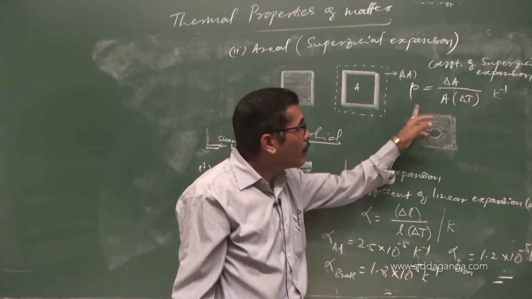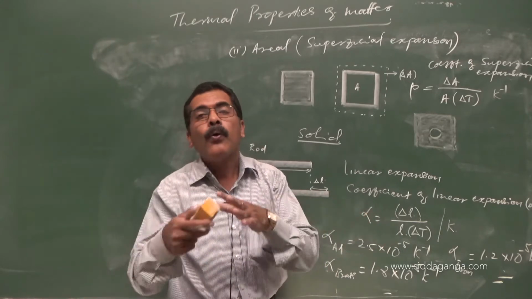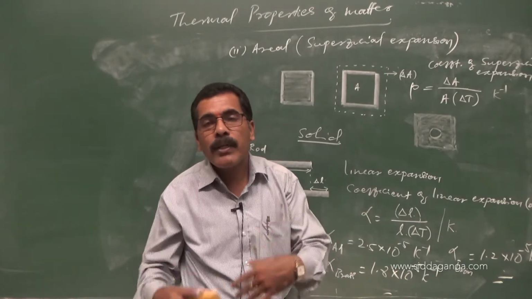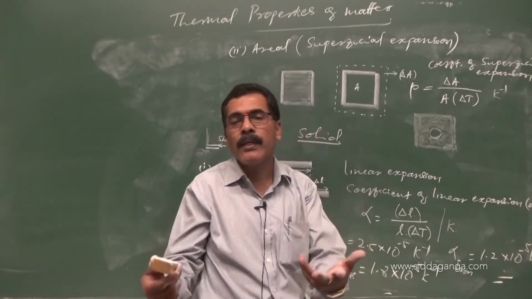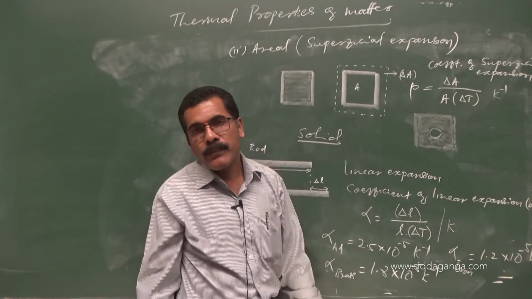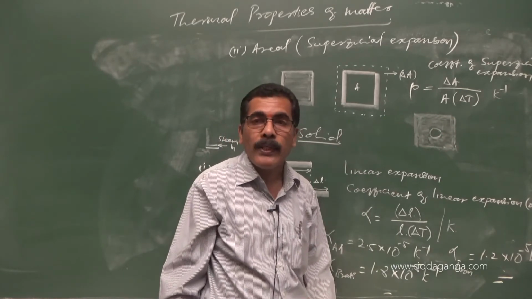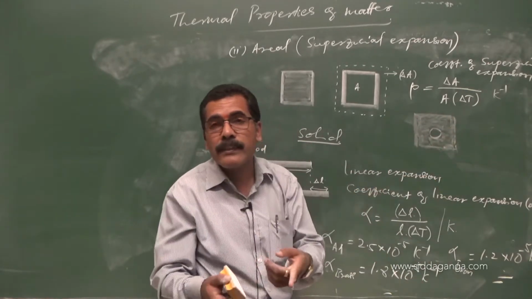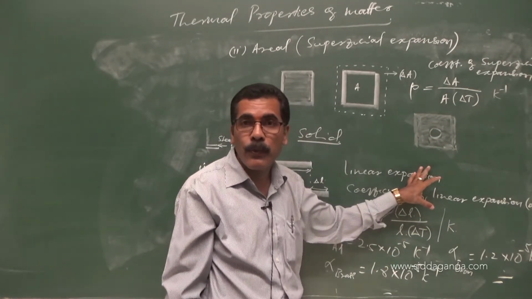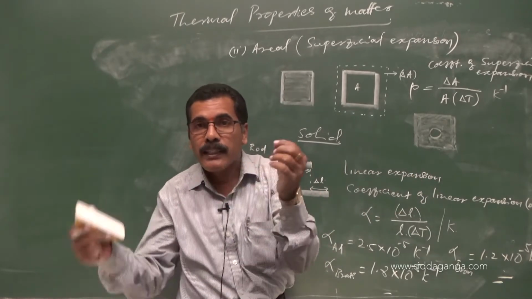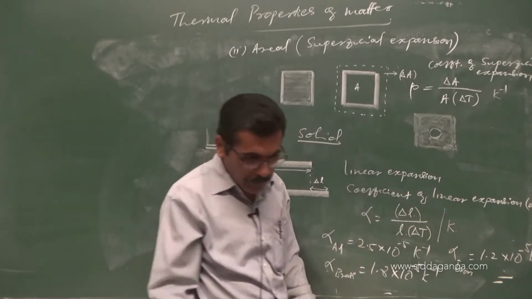Remember, the hole is part of this plate, right? Therefore, if the plate expands, the hole also expands. So the diameter of the hole also increases, or the radius of the hole also increases, or the area of the circular patch on the metal plate also increases. A circular slot is there, its area increases with increase in temperature because it is part of the metal plate. Don't think that it will contract and the area will decrease, never. It will increase.